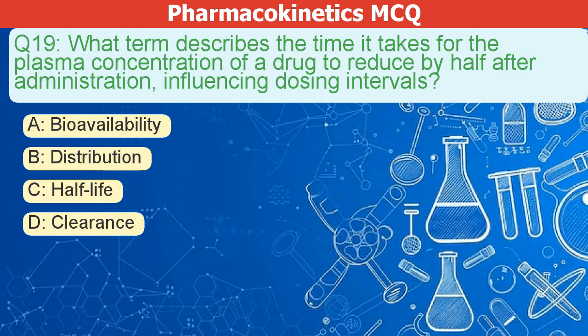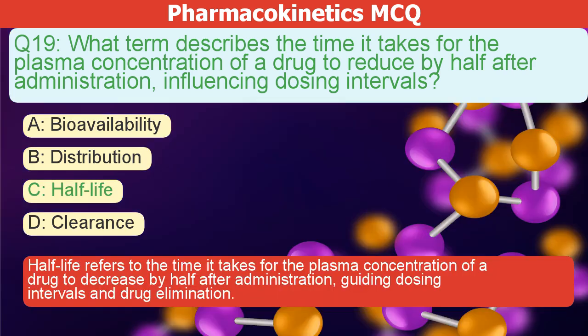What term describes the time it takes for a drug's plasma concentration to drop by half after it's given, affecting how often you dose it? A. Bioavailability. B. Distribution. C. Half-life. D. Clearance. The correct answer is C. Half-life refers to the time it takes for a drug's plasma concentration to decrease by half after it's given. This helps determine how often to give the drug and how it's eliminated from the body.